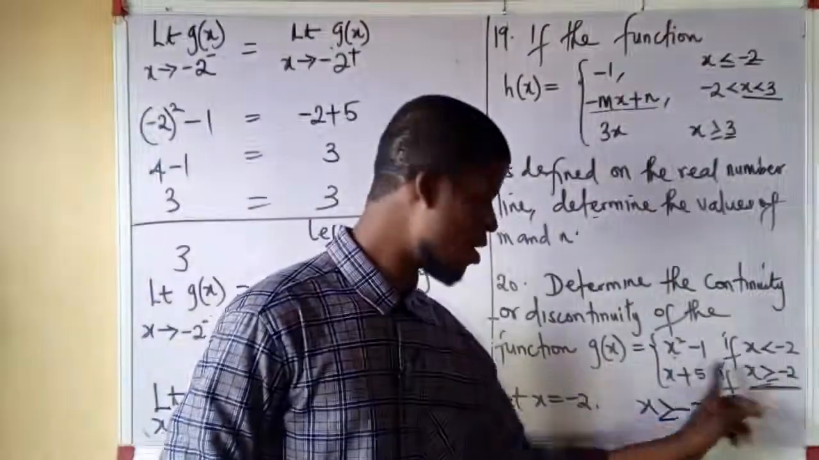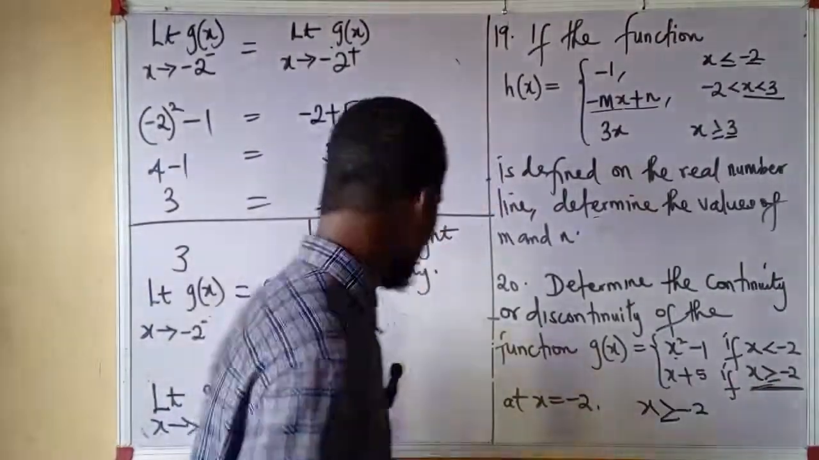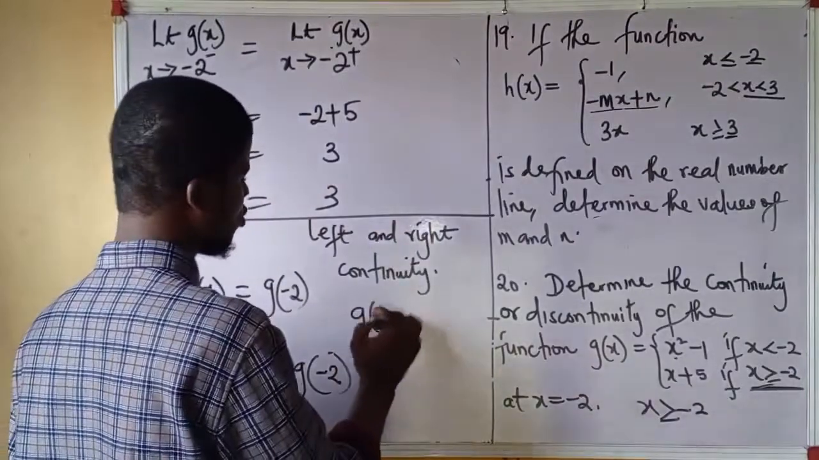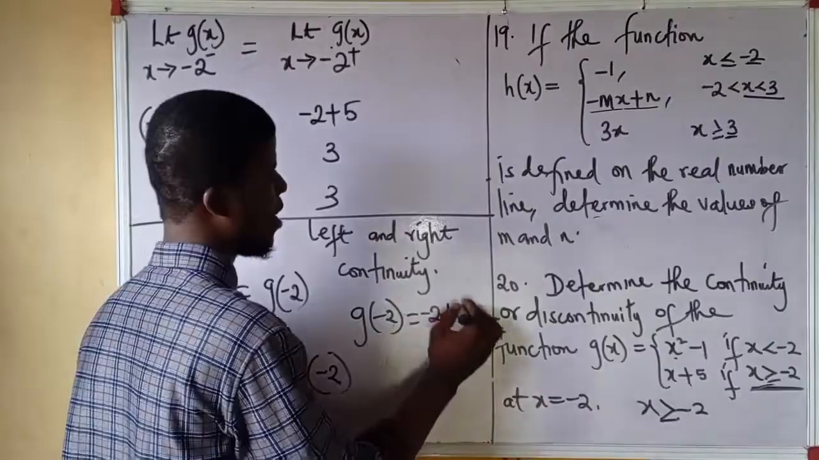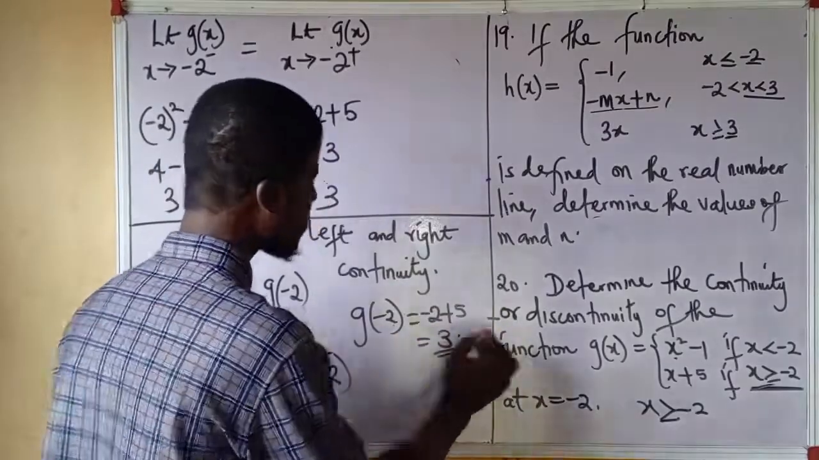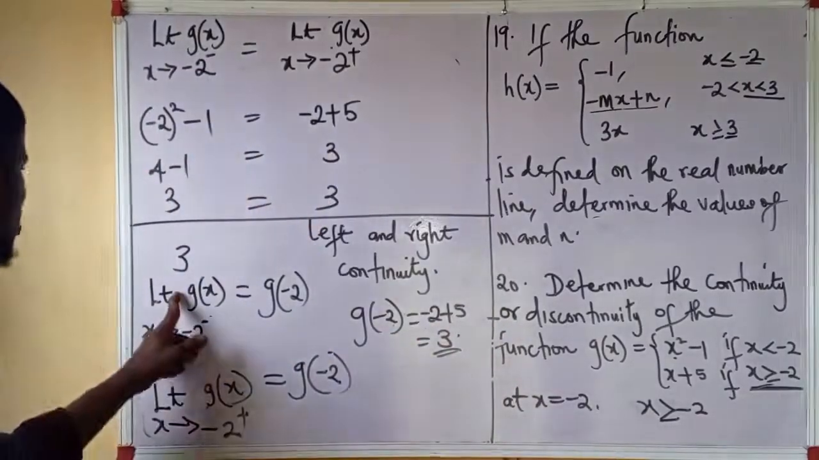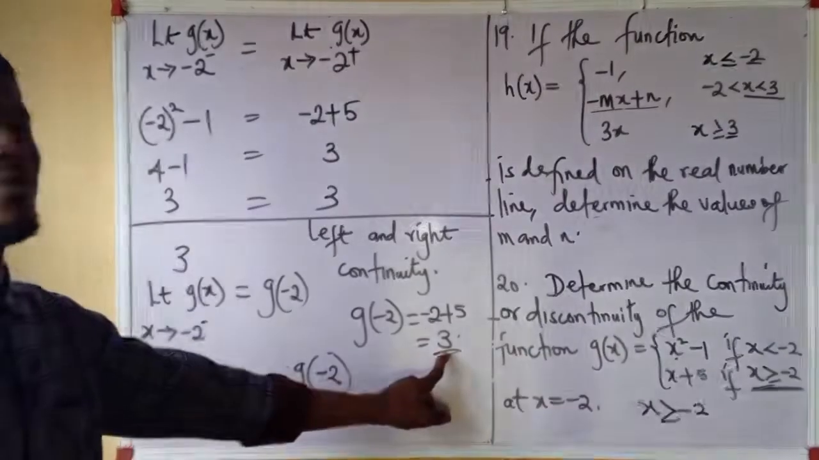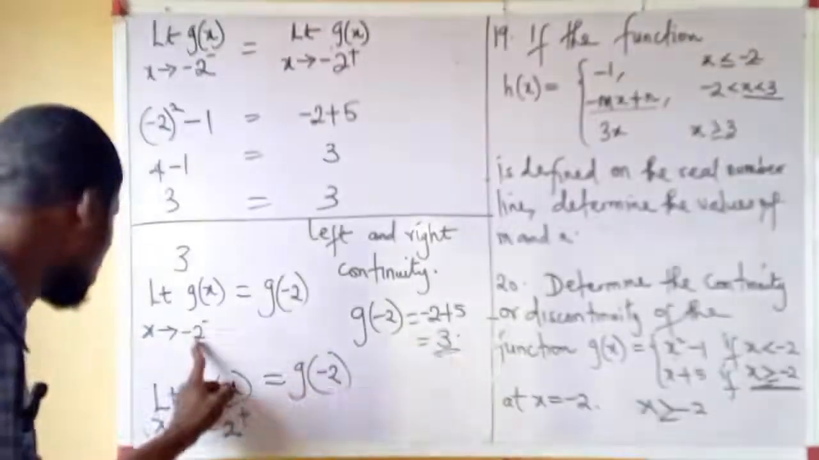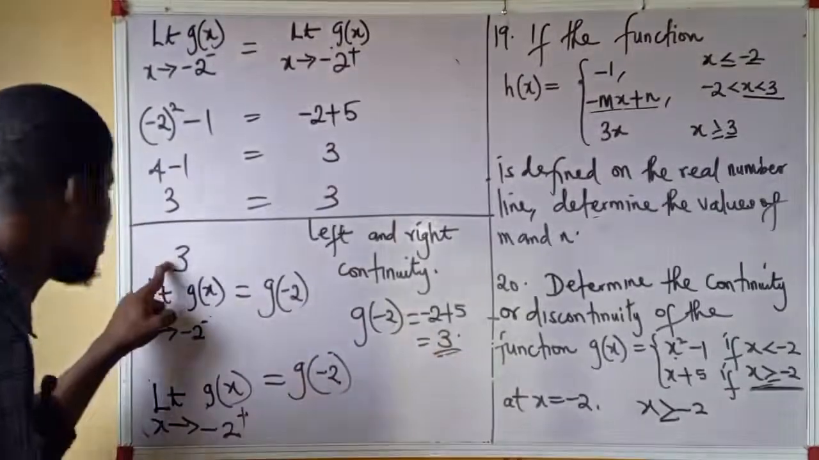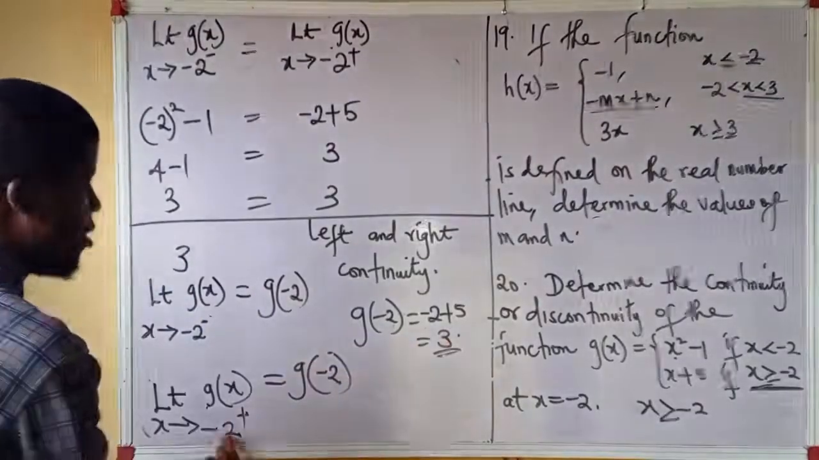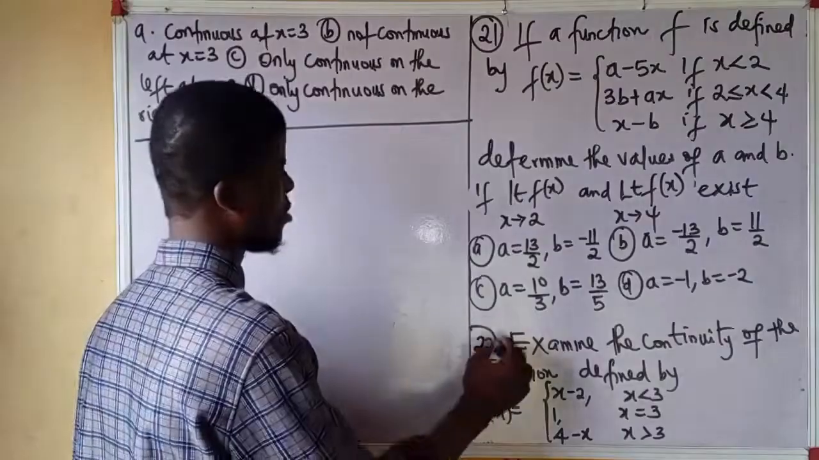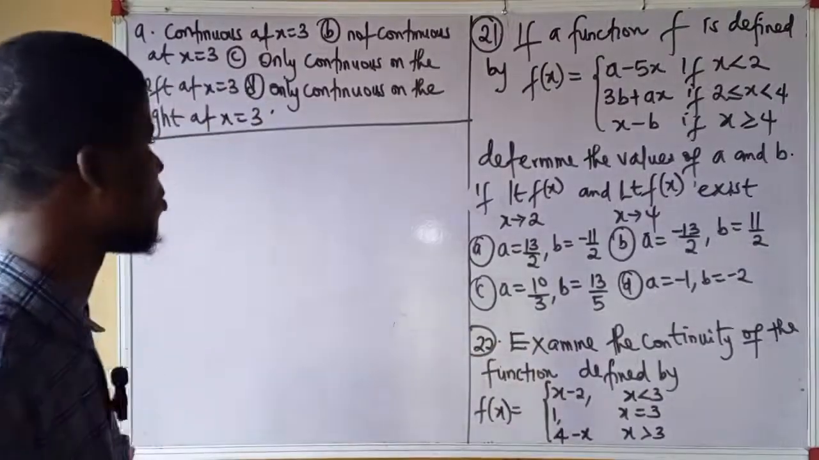I'll be using this function. So g of minus 2 is simply plugging minus 2 here. Minus 2 plus 5. That will give me 3. So the left-hand limit is equal to the function's value at that point, minus 2. It means that it is left continuous. Of course, it is also the same thing with this. It is right continuous. Now let's answer question 21 and 22.